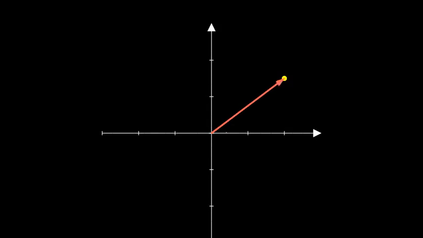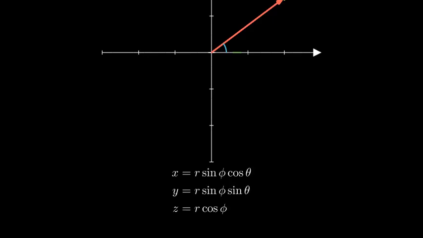Finally, let's look at spherical coordinates. In spherical coordinates, we use r for the distance from the origin, phi for the angle from the z-axis, and theta for the angle in the xy plane. The transformation formulas for spherical coordinates are x equals r sine phi cosine theta, y equals r sine phi sine theta, and z equals r cosine phi.